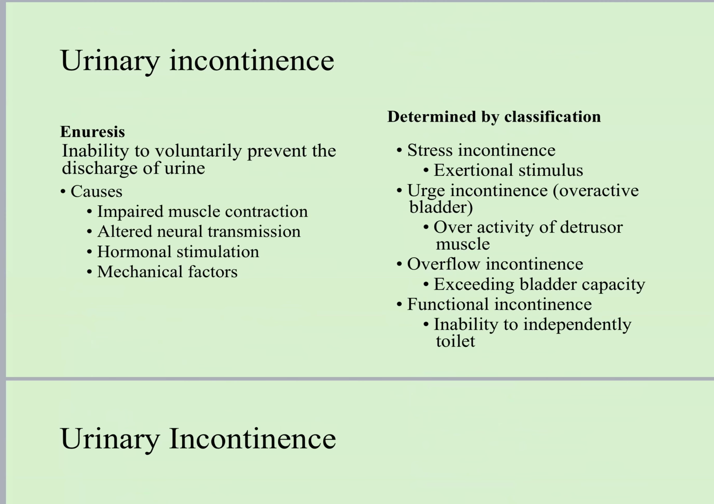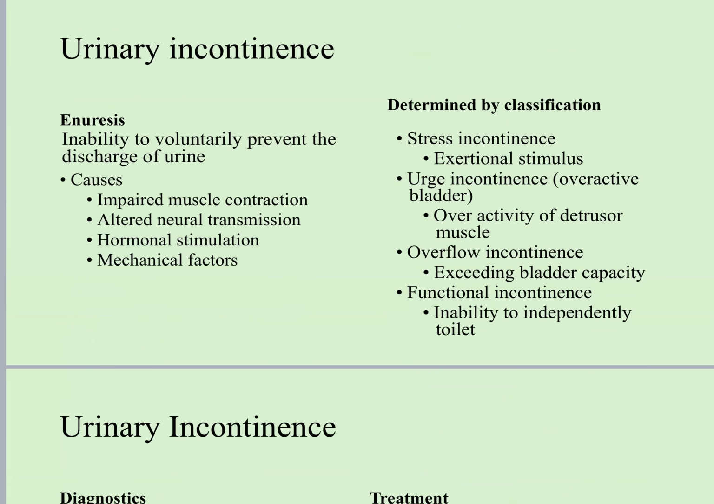Urinary incontinence. So, urinary incontinence, there's another name for it. It is called enuresis, and that is the inability to voluntarily prevent the discharge of urine. And I want to be clear, that is classified as occurring after it's expected that a child would be potty trained. So generally after age 5, we would call it enuresis when somebody can't control their urine. And this can be caused by impaired muscle contraction, altered neural transmission, hormonal stimulation, and mechanical factors.